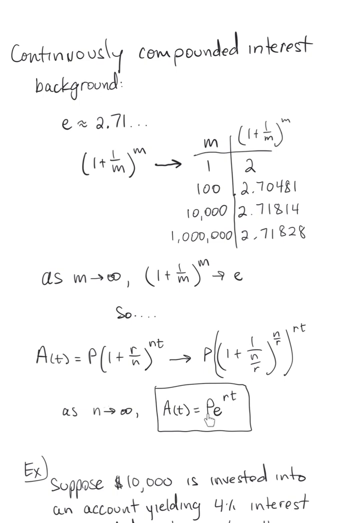So P is the principal investment. E is just the natural number e, 2.71 approximately. R is interest rate, T is time. So if in the example or homework problems you're trying to solve, it's stated that the interest compounds continuously, this is the formula that you're going to use right here.